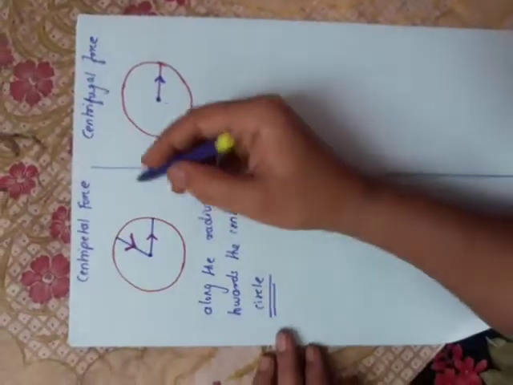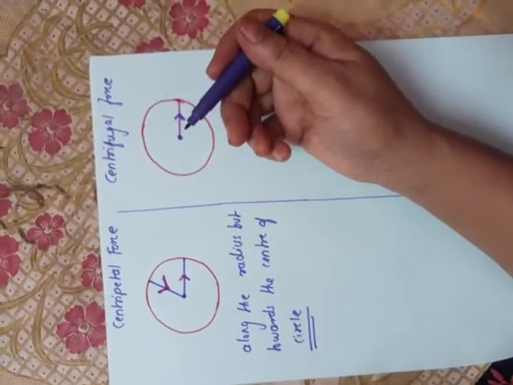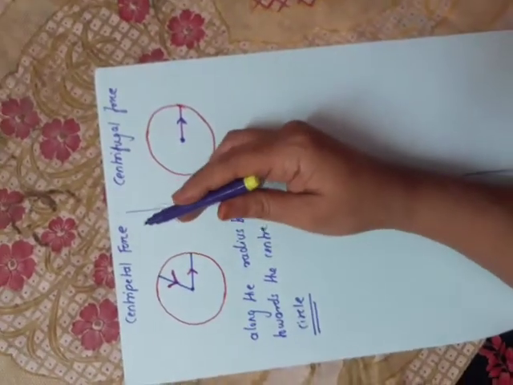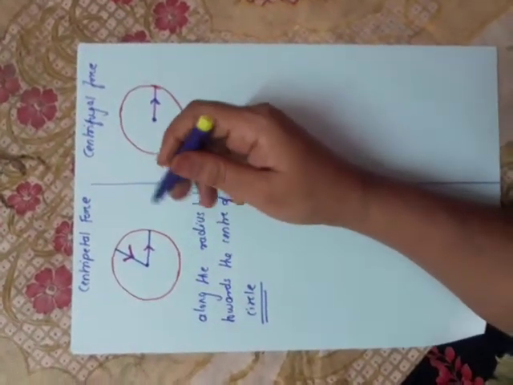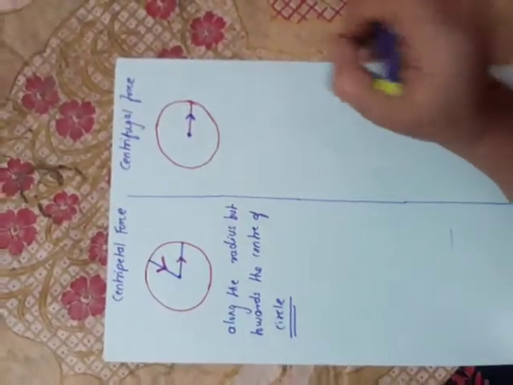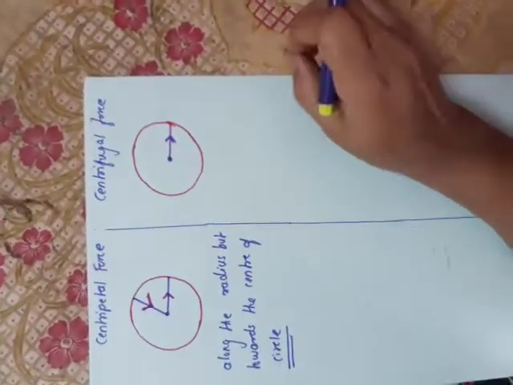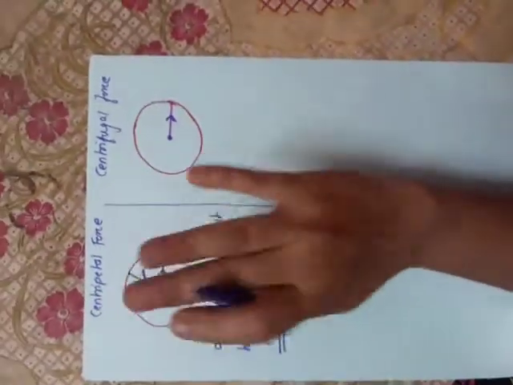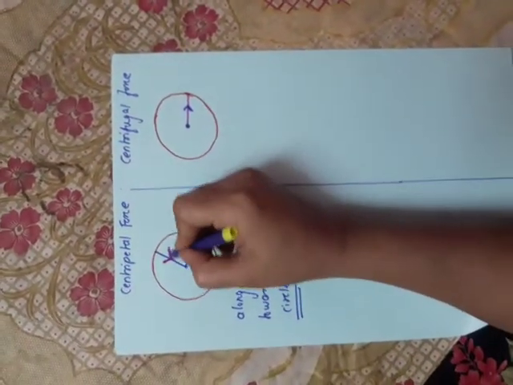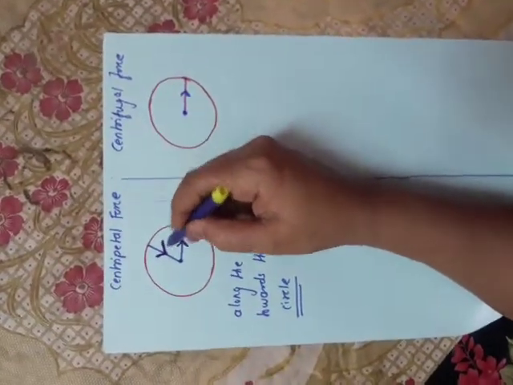So that force is known as centripetal force, and the simple definition is that the force which is directed along the radius but towards the center of the circle is known as centripetal force. This is the best force for circular motion. The most important statement is that without centripetal force, circular motion is not possible. Now this is the radius vector and this is the direction of centripetal force; these two are in opposite directions.